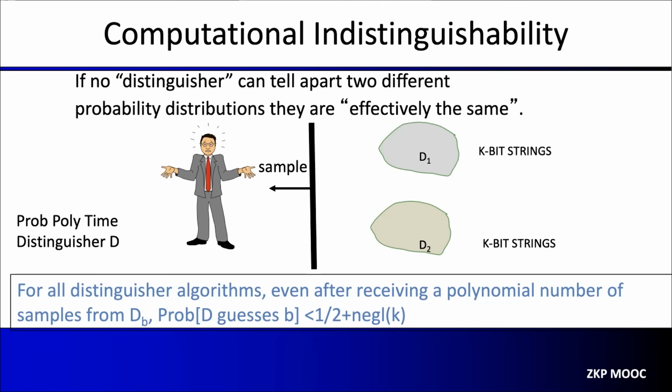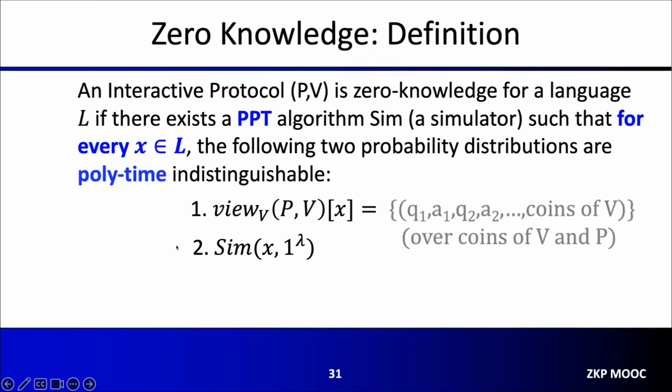So, back to zero knowledge. Here's a definition. An interactive protocol, P and V, is zero knowledge for a language L if there exists a simulator, an algorithm, Sim, such that for every X in L, so I'm only requiring it when the theorem is correct, only when X is in L. And why? Because you do get something, you get that X is in L. That's a detail aside. So I require that the following two probability distributions are polynomial time indistinguishable.